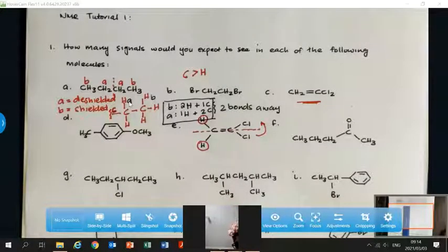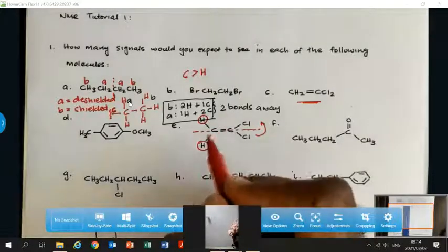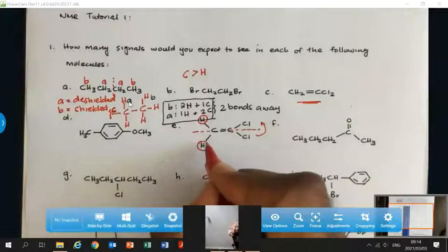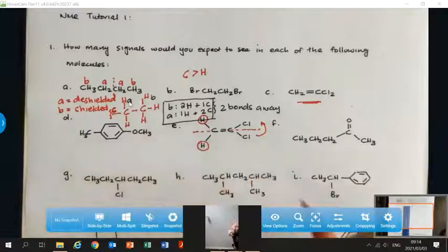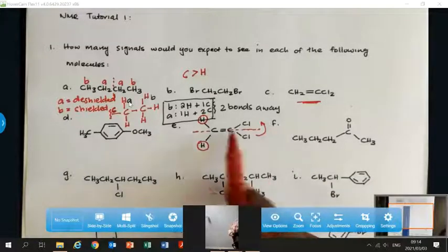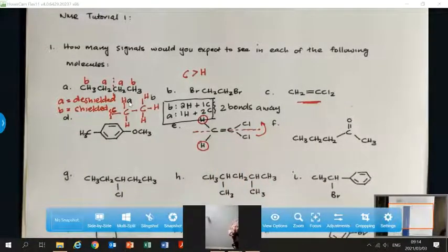I don't think so, right? The integration won't matter in this case because you only have one resonance. And where there's only one resonance, integration doesn't really matter because you've got nothing to compare it to. Remember that we took a ratio of the resonances before, right? So where you have one resonance, the integral doesn't really matter. And that one resonance is going to be represented by this proton here, which is the same as that proton. So I'll see one signal in this particular example.